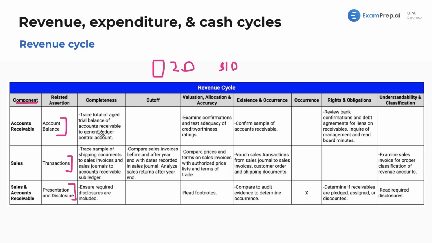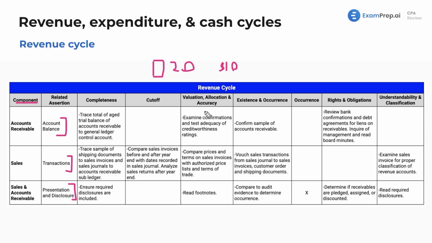Essentially saying we have our accounts receivable. We know we're not going to collect all of that. Our aged trial balance of accounts receivable is going to reflect, okay, over what period of time do we expect not to receive certain amounts in our accounts receivable? And we want to compare that to the general ledger control account.